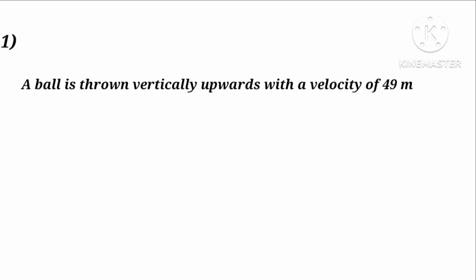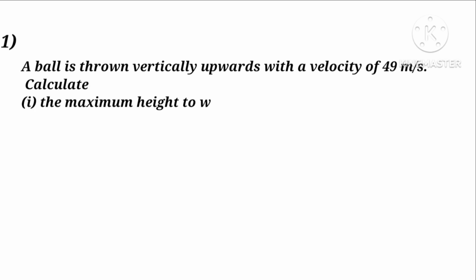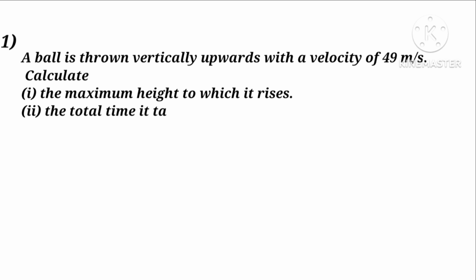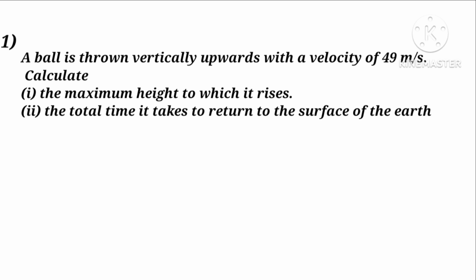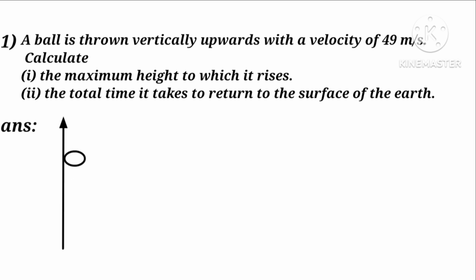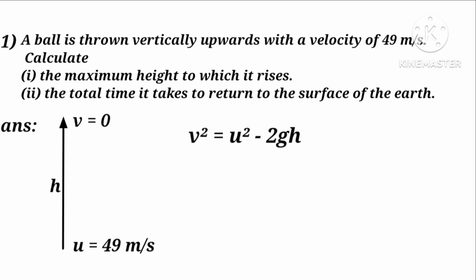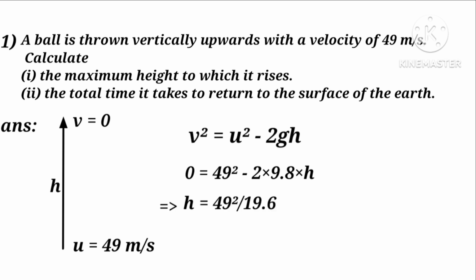A ball is thrown vertically upwards with a velocity of 49 meters per second. Calculate (i) the maximum height to which it rises, (ii) the total time it takes to return to the surface of the earth. Let a ball be thrown up with a velocity u equals 49 meters per second. The ball reaches maximum height when v equals 0. Now, as we know, v squared equals u squared minus 2gh. Putting values, we get 0 equals 49 squared minus 2 times 9.8 times h. This implies that h equals 49 squared upon 19.6 equals 122.5 meters.